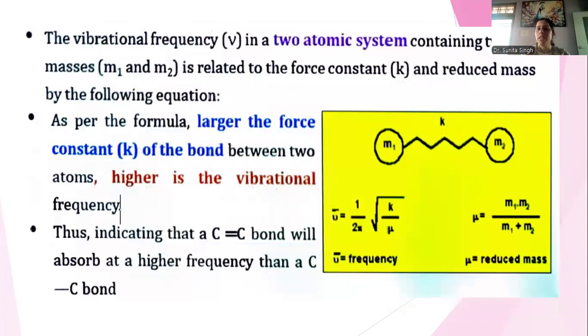The vibration frequency in a two atomic system containing masses m1 and m2 is related to the force constant, and we have Hooke's law, and we get this equation where nu bar is equal to 1 upon 2 pi times the square root of k upon mu, where k is the force constant and mu is the reduced mass. So this formula also helps us to know that the larger the force constant of the bond between two atoms, the higher is the vibration frequency. So you should know that compounds containing double or triple bonds have higher vibrational frequency in comparison to single bonds, because their force constant is higher than that of compounds containing single bonds.